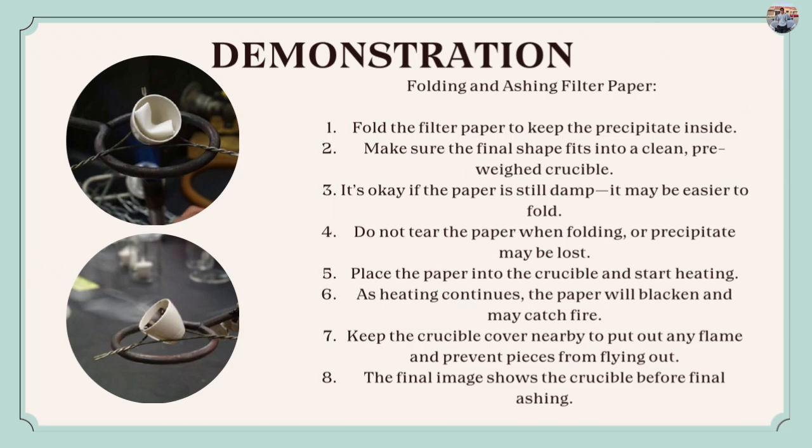Place the paper into the crucible and start heating. As heating continues, the paper will blacken and may catch fire. Keep the crucible cover nearby to put out any flame and prevent pieces from flying out. The final image shows the crucible before final ashing.